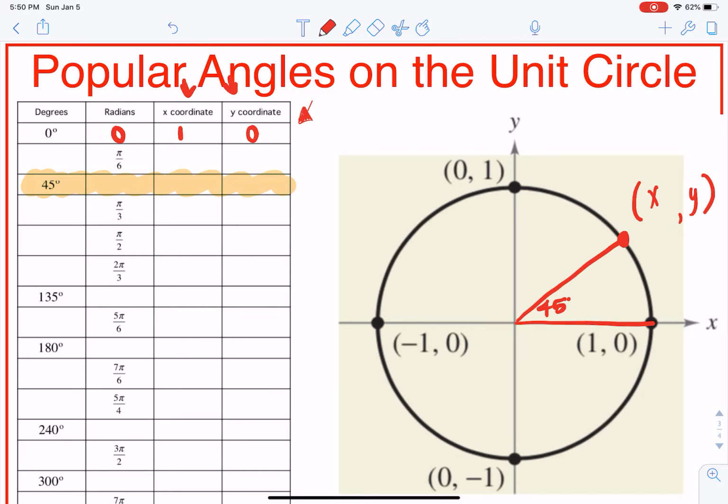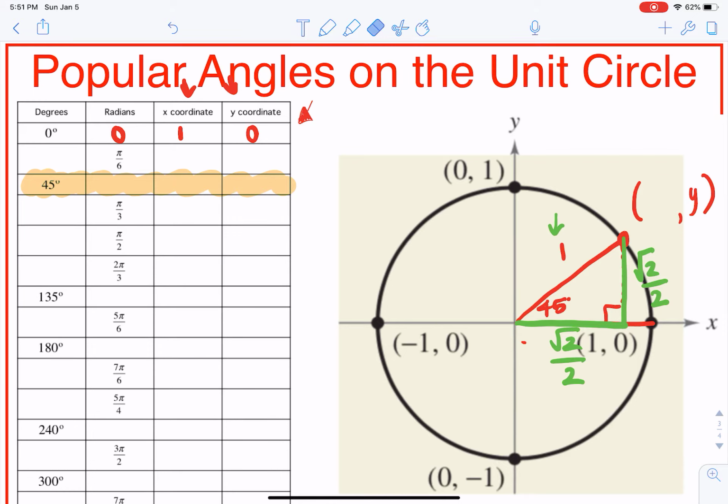So knowing what I know about special right triangles here, and I know that my radius here is 1, if I think about what that triangle would look like here, if I were to drop this down and create an actual 90-degree angle, I can see that this represents my x distance and this represents my y distance. And knowing what I know about right triangle trig, I can say that this side length right here is the square root of 2 over 2, and this side length right here is the square root of 2 over 2, knowing that this has a radius of 1.